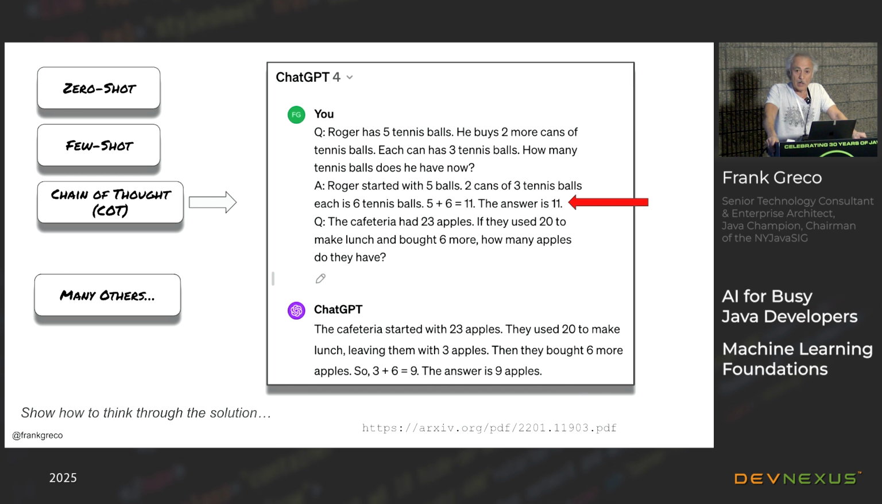But you give a direction how to think. And then you get a new problem, and you ask it, please think like this. Here, I'm only giving one example, but you could give it 10 examples. Please think like this, and give me the answer. So with a brand new problem, sure enough, it follows your lead. So this is called chain of thought.